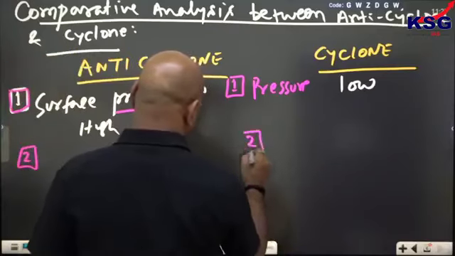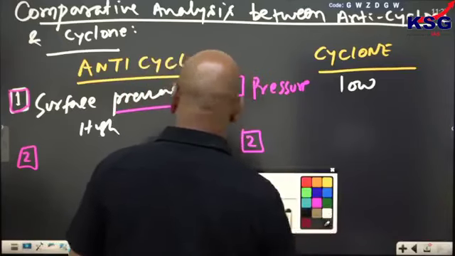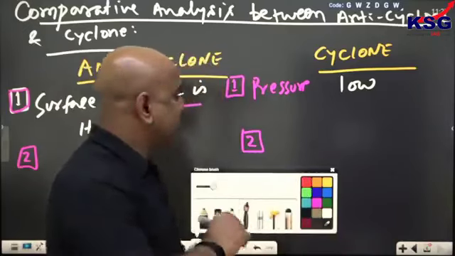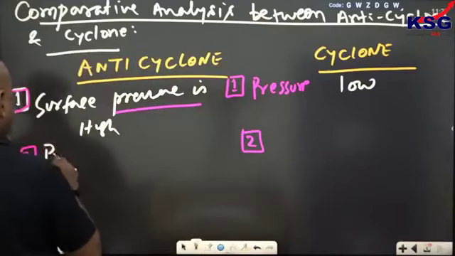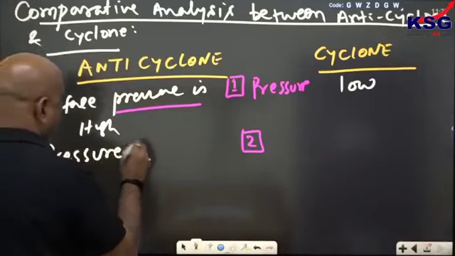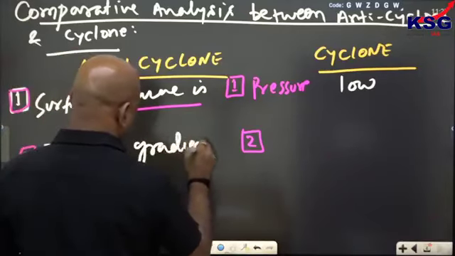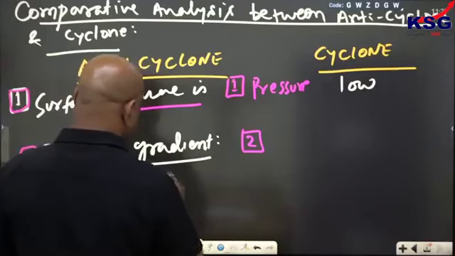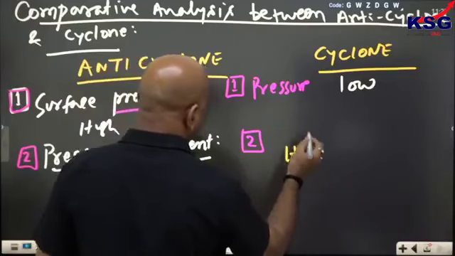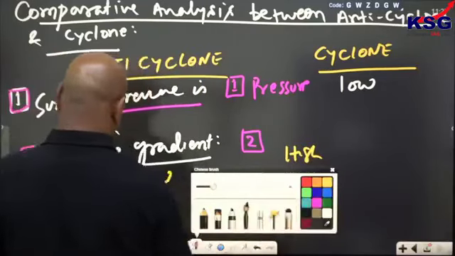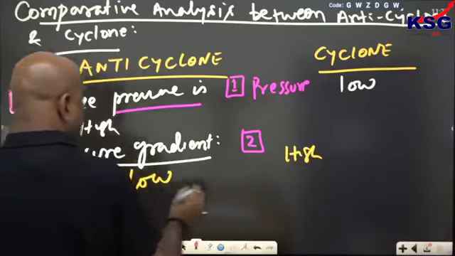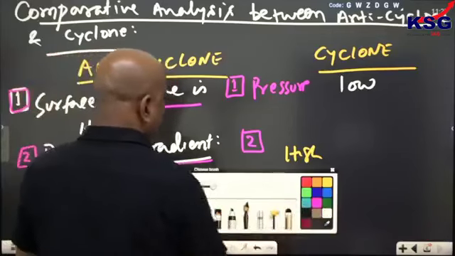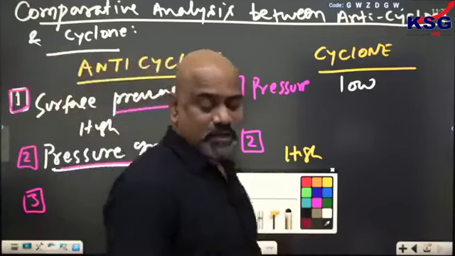Second point, we can see here, if you will go for the pressure gradient, in case of this it is low pressure gradient, here it is high pressure gradient. Okay. Third point, we have low pressure gradient, high pressure gradient, difference is there.